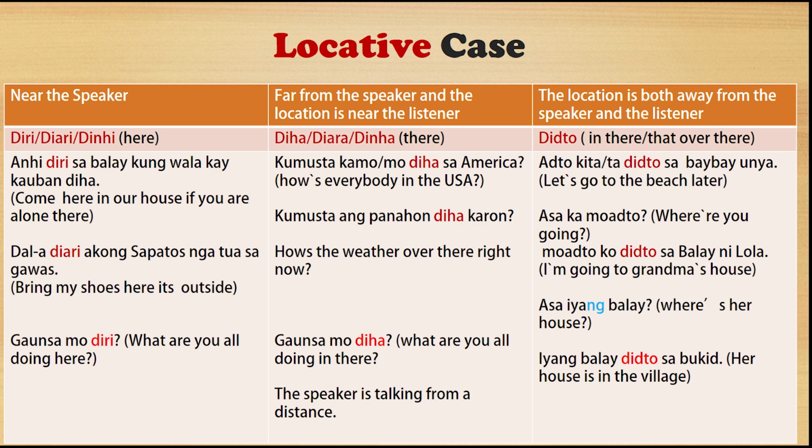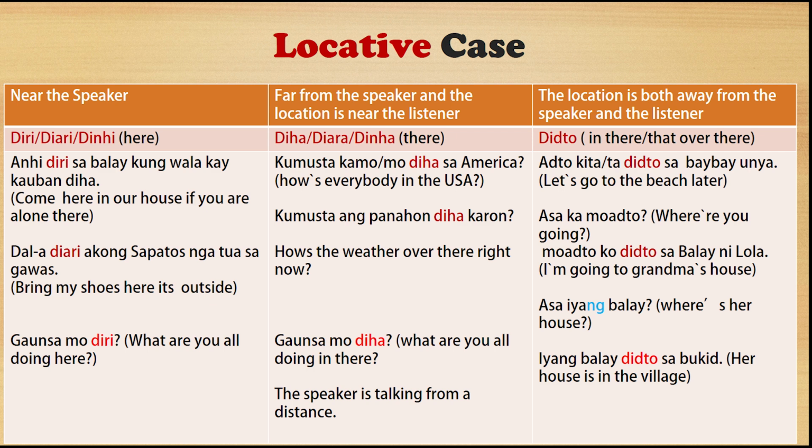So I have another question. I have a question here. Gaunsa mo diri? So what are you all doing here? So mo, remember our personal pronoun, gaunsa mo diri. So what are you all doing here? Okay? Gaunsa. So present situation. You're asking about the present situation. What are they doing in the present situation? Right now. Gaunsa. If you see my video about the different way of asking question using what or unsa, then you will know what I mean about this.